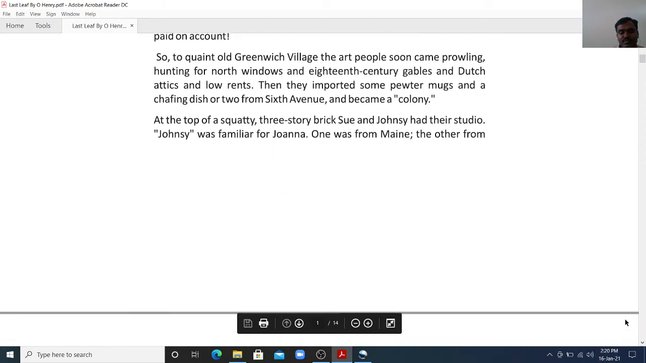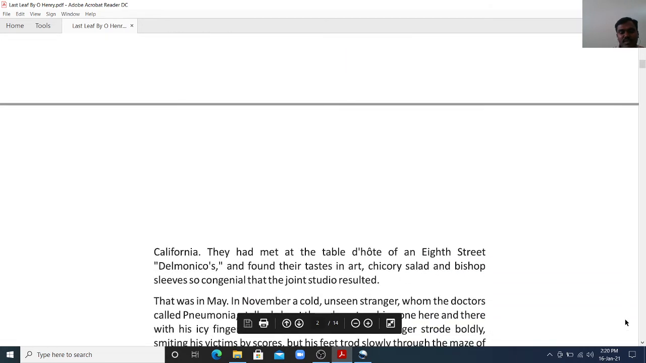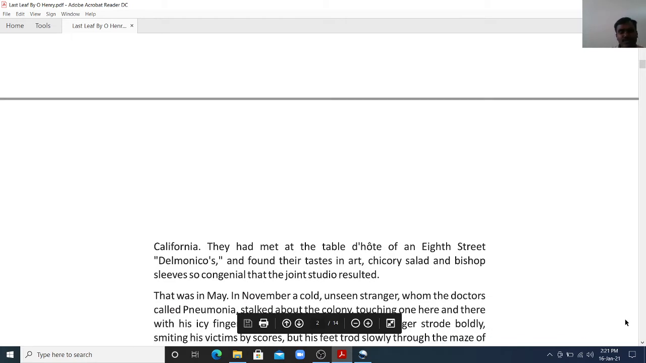One was from Maine, the other from California. These two artists have come from one from Maine and the other from California. So they met at the Table d'Hôte, 8th Street, Delmonico's, and found their tastes in art, chicory salad, and bishop's sleeves similar. So they had met in a hotel by the name Delmonico's, and they found their tastes are the same, even with eatables and even with the wearables, the bishop's sleeves. Chicory salad is an eatable item.